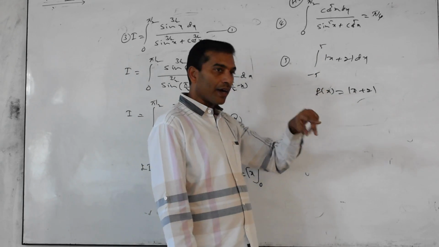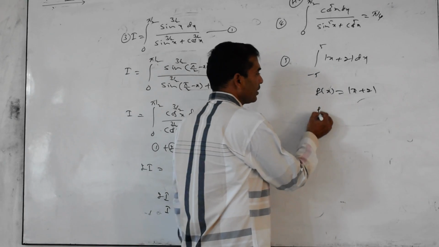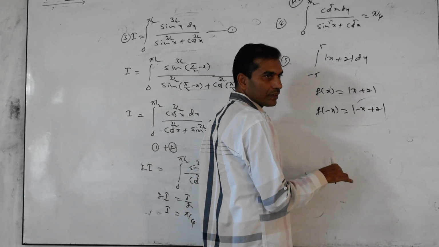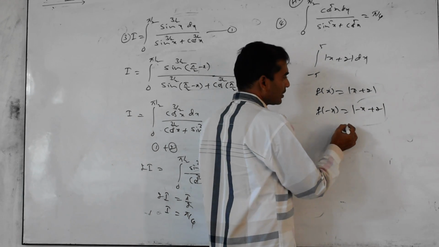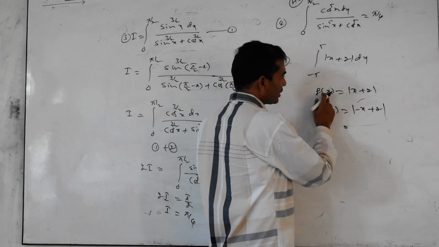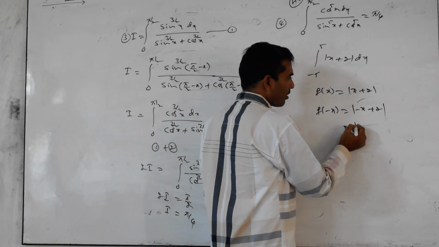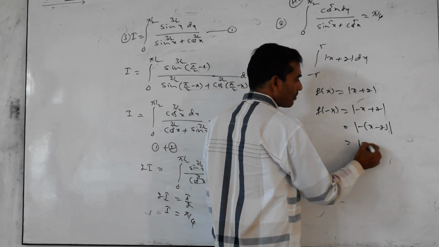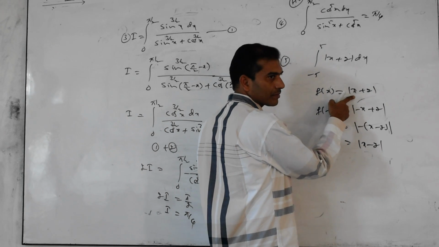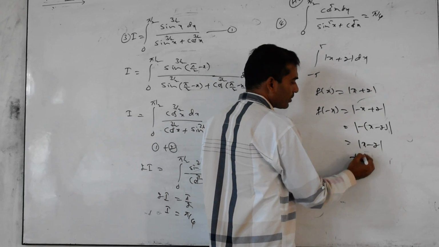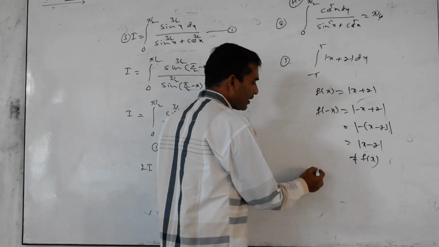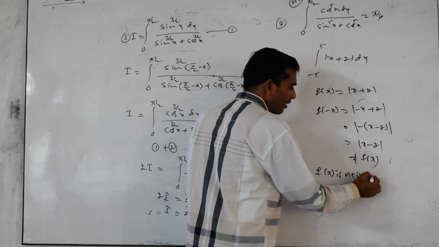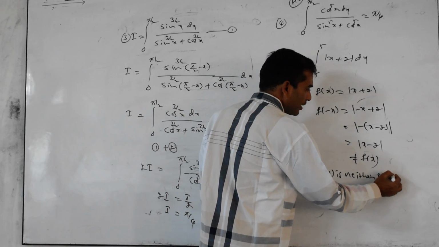Let's verify whether it is odd or even. So put x equal to minus x. Here, mod of minus x plus 2. Is it possible to write it in the f of x form? If we take minus common, mod of minus (x minus 2) equals mod of x minus 2. But here it is x plus 2, so it is not equal to f of x. Therefore, f of x is neither even nor odd.